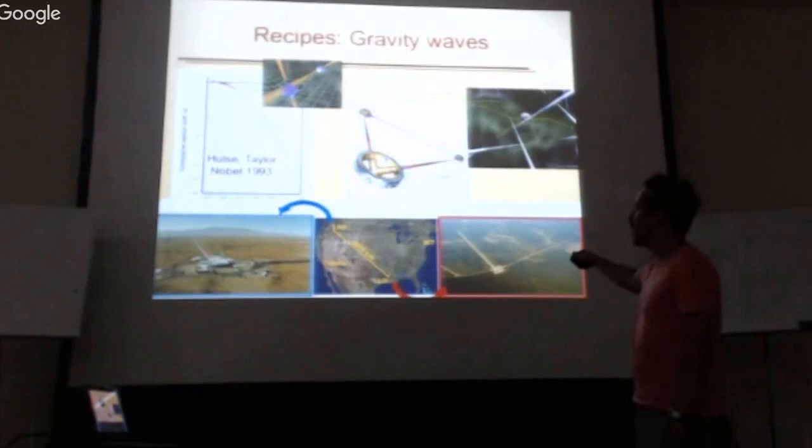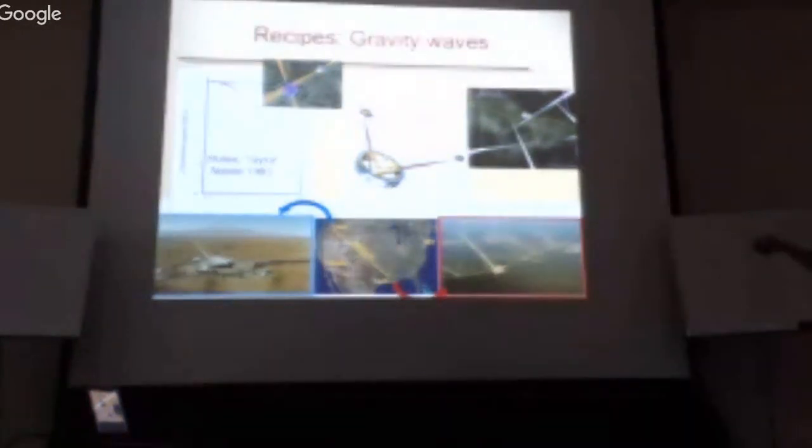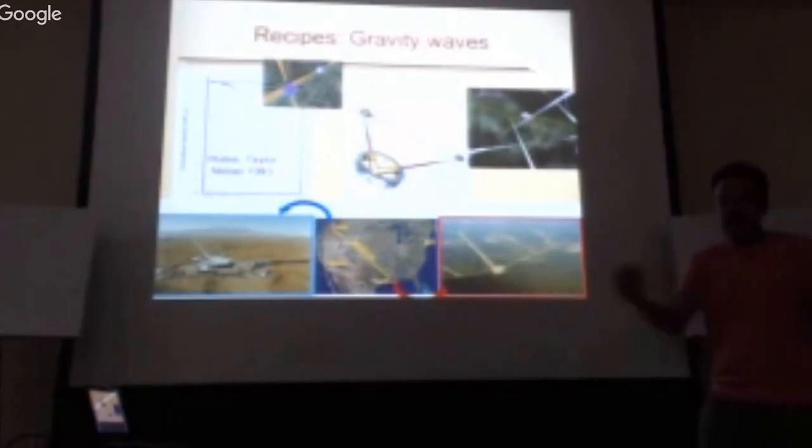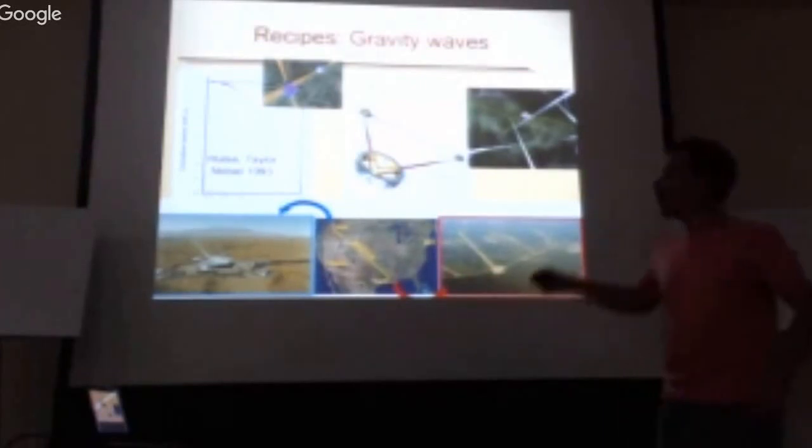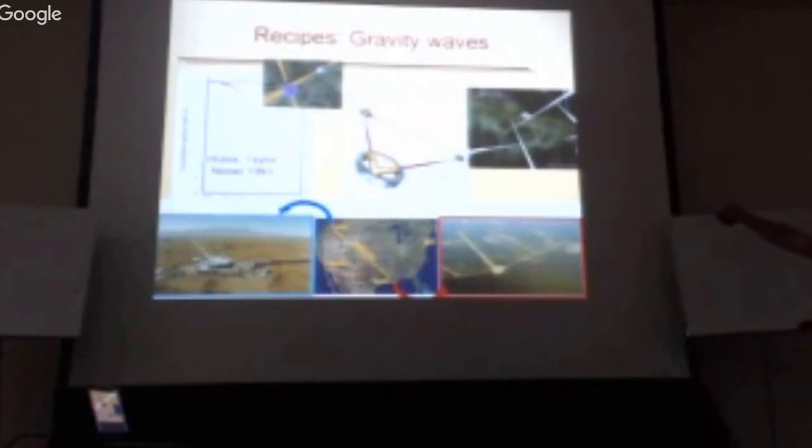And Hulse and Taylor, from the 70s, started putting dots on a chart according to the period shift, so how much they were getting closer. And those are the experimental dots. And the line that goes through them is the prediction of general relativity.